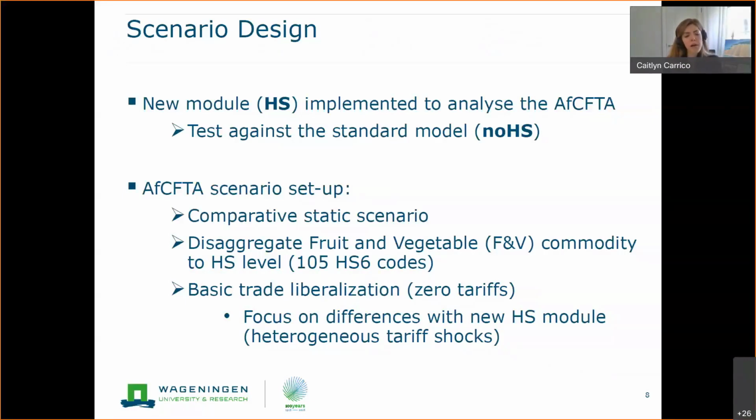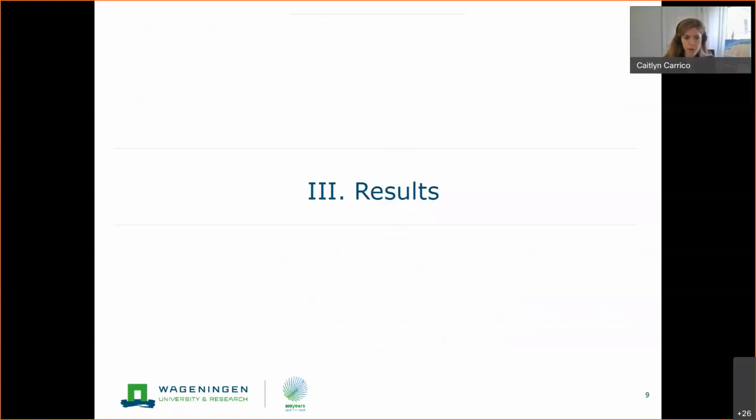So we implement a basic trade liberalization scenario. So we're looking at zero tariffs. And in part, this is also because we really want to focus on the benefits that this new HS module brings, in the fact that now we can have heterogeneous tariff shocks across these 105 HS6 tariff lines. So this is the basic setup that we have. And now I will go into the results.